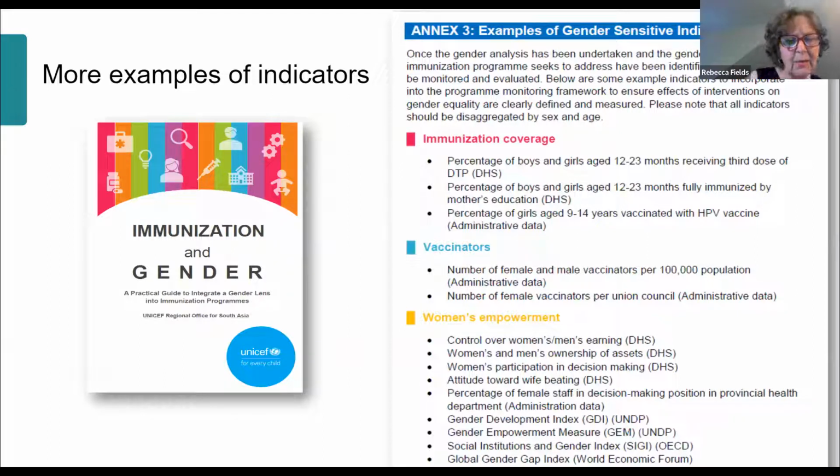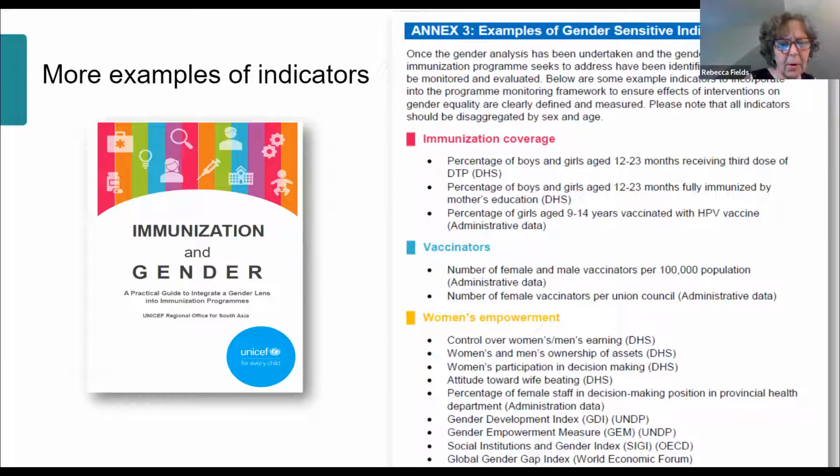I think one of the things that you can see with these sorts of indicators is, again, they require sort of high level data collection. So for example, we've got some indicators on immunization coverage. We also have quantitative data on the number of female and male vaccinators per 100,000 population, number of female vaccinators per union council or whatever a disaggregated administrative level happens to be in a given country.